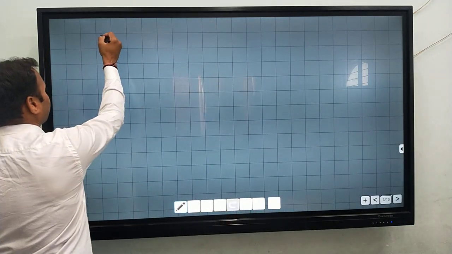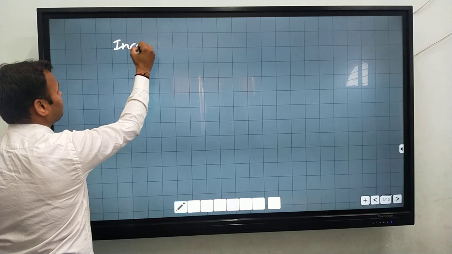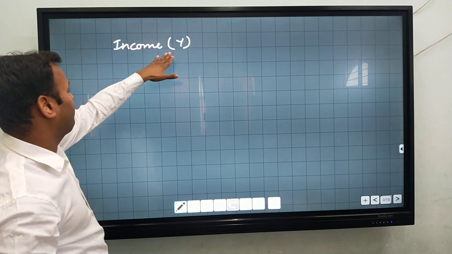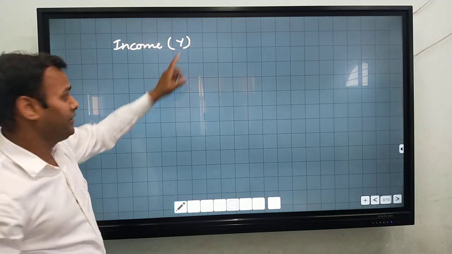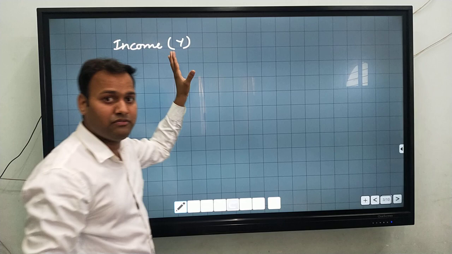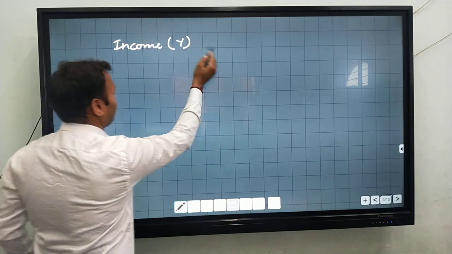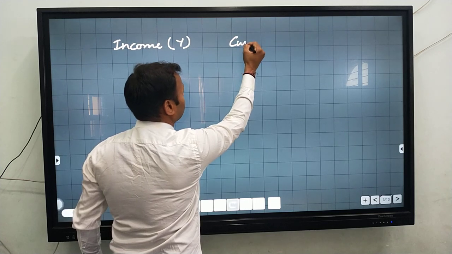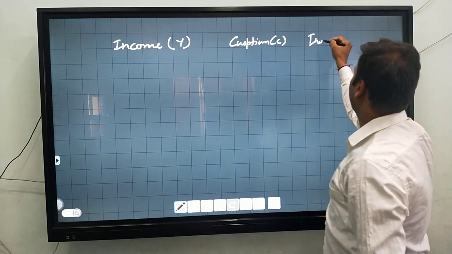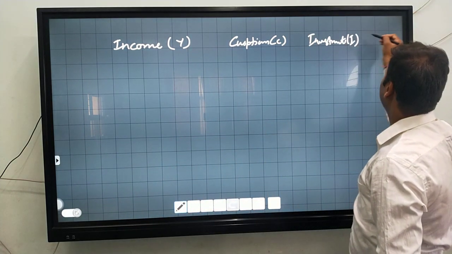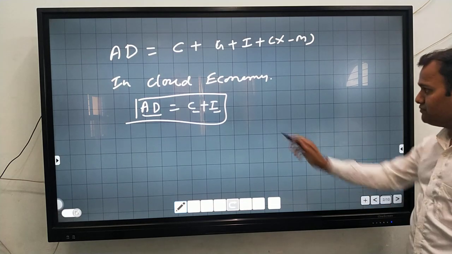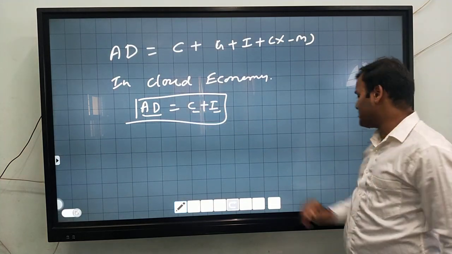Here we consider income. For income you have to write Y. The symbol of income is Y, because I is investment, so you cannot write income as I. Income is always Y. So Y is income, and we have consumption, that is C, and investment, which is I. Now AD is C plus I. You already wrote here that in a closed economy, AD is equal to C plus I.